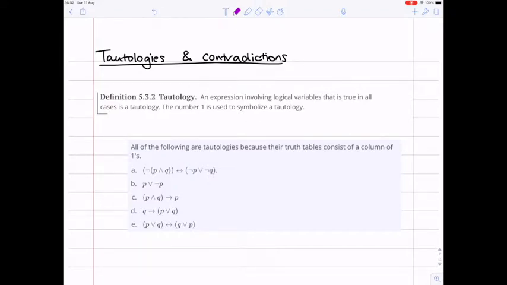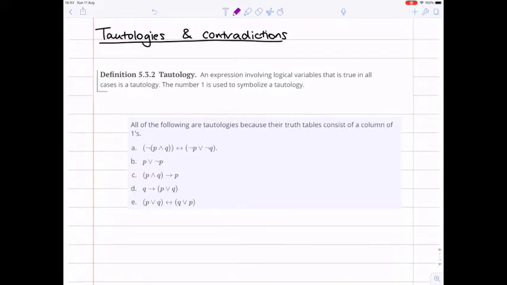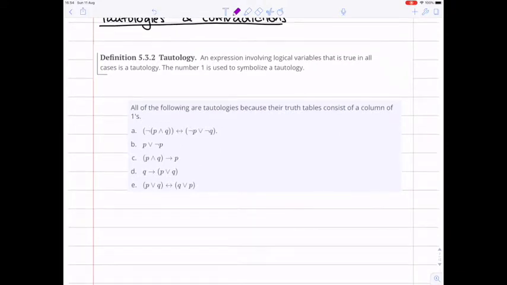So we have two cases that get special names. Tautologies in logic are a little bit different from the tautologies you learned in English. A tautology is an expression involving logical variables that is always true. So these are things where if you draw up the truth table, then your final column is all ones. So let's pick one of these as an example, and you can work through the rest and check that they are.